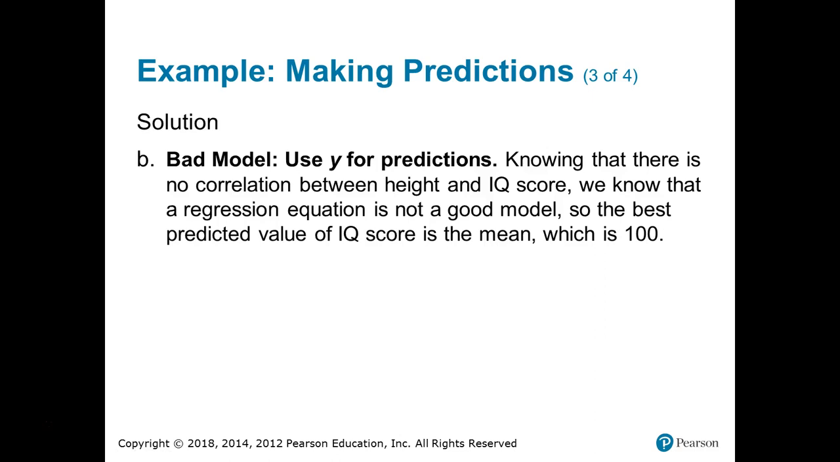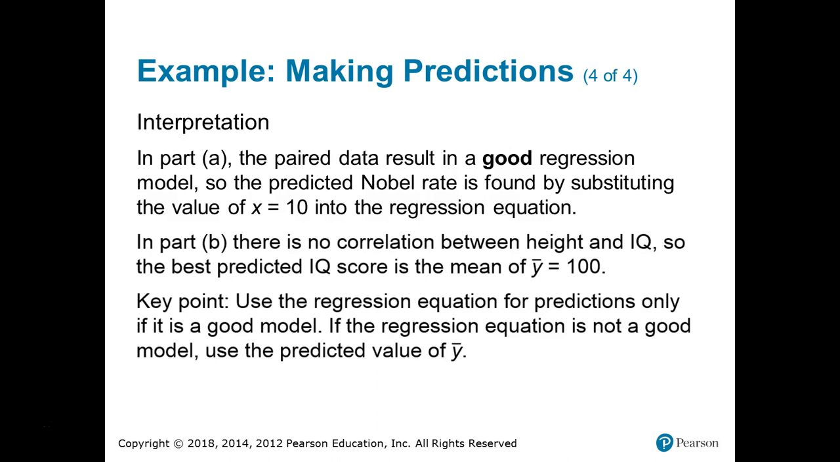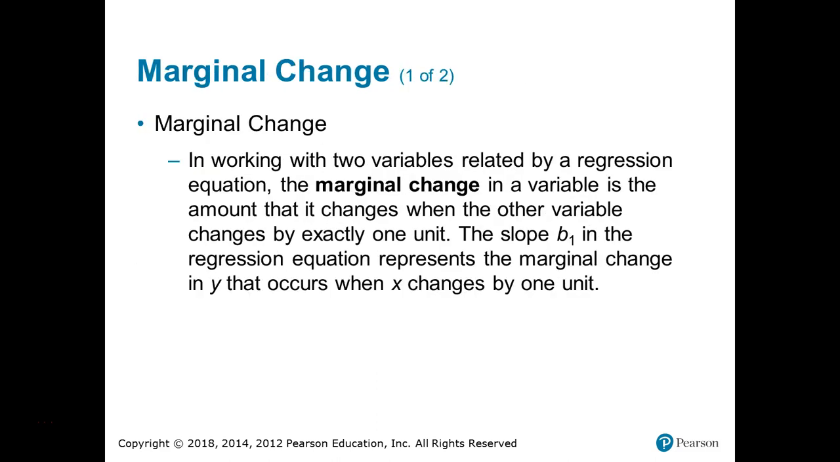Scenario B is a bad model. There's no correlation between height and IQ scores, so we would say that the best predicted value for the IQ score of that person is the mean, which is 100. So basically, you have to have good models with good data to use the equation. It's kind of self-explanatory, but it shows you how to make a prediction if you have a good model.